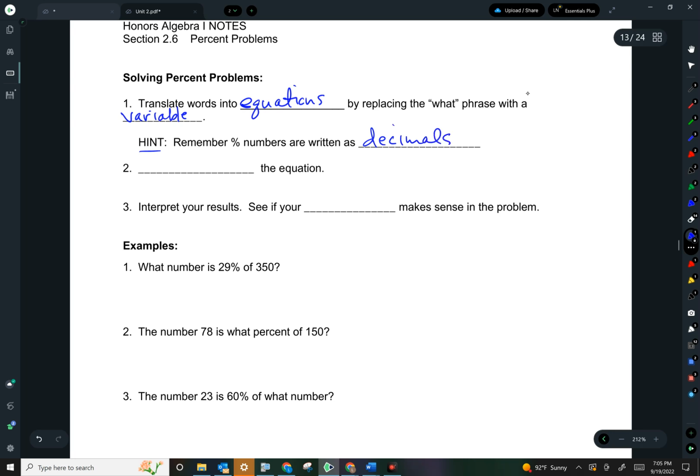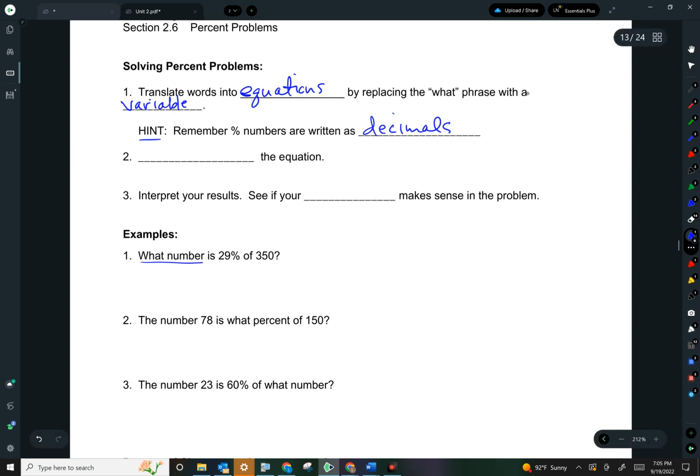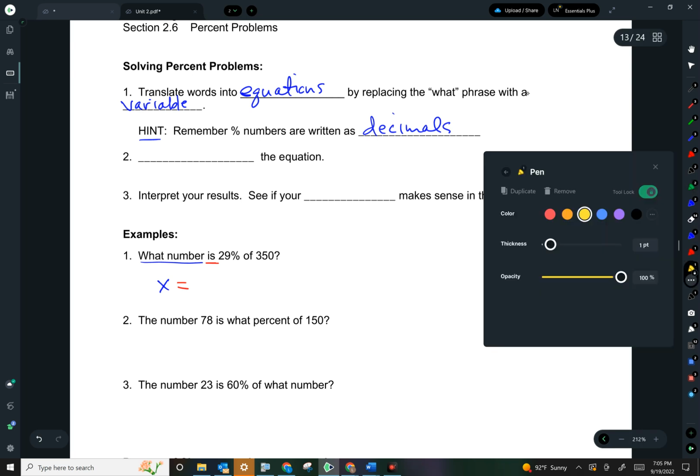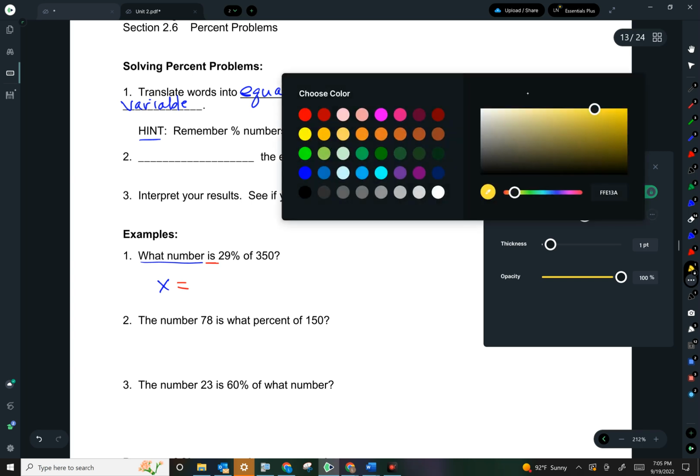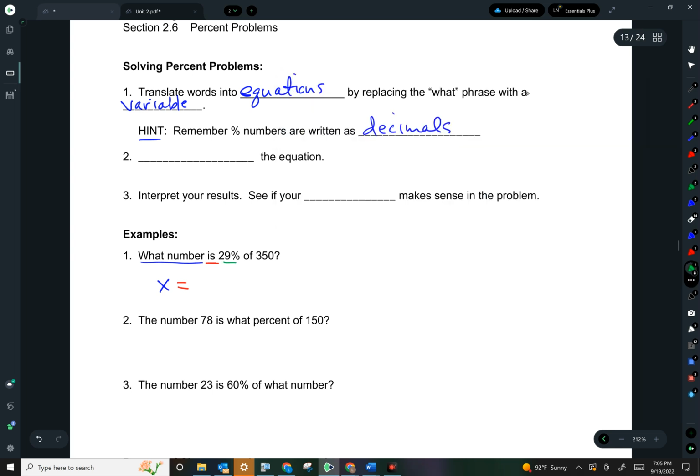Okay, so when I read number 1, I'm going to replace all the different phrases with math. So when it says what number, there's the what phrase, so that's going to be my x. Remember how we talked about the word is? The word is means equals. And then it says 29%. And so remember how we said we write percents as decimals, right? So in place of 29%, we're going to write 0.29.